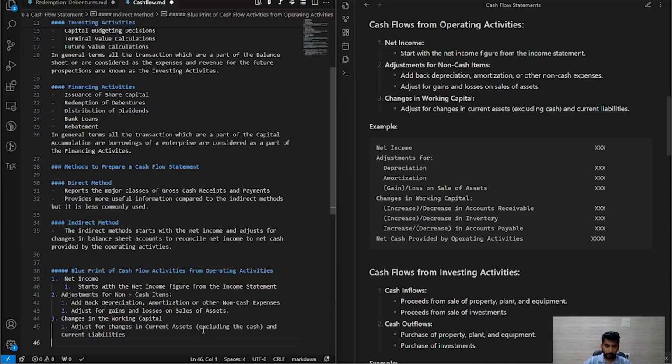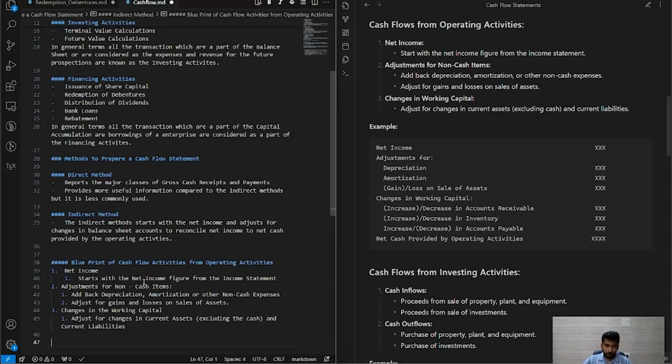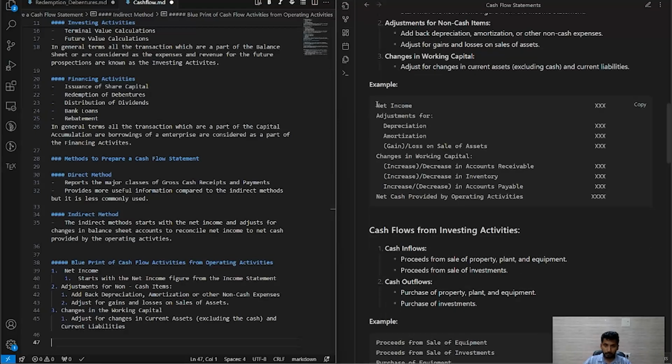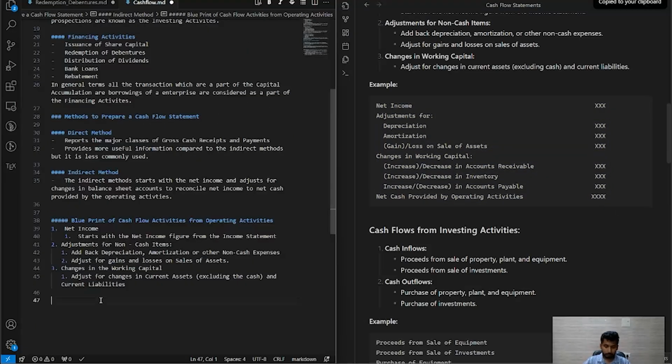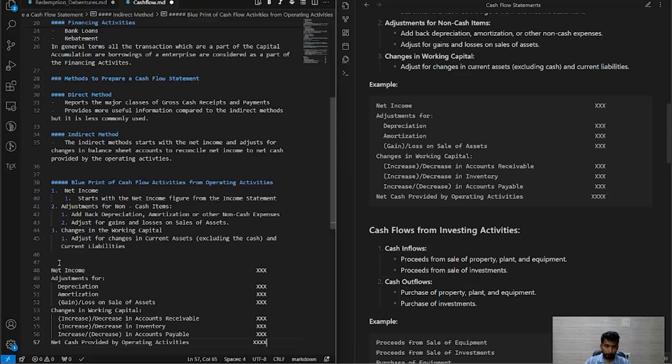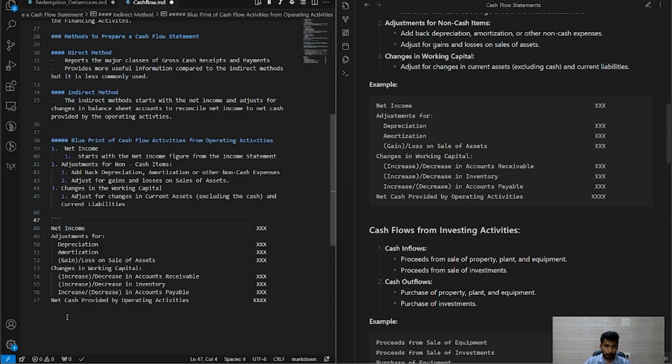Okay. So this is how the format looks like. We have the net income, then we look for the adjustments. After the adjustments, if there is a gain or loss, then changes, increase or decrease, that is how it is calculated.